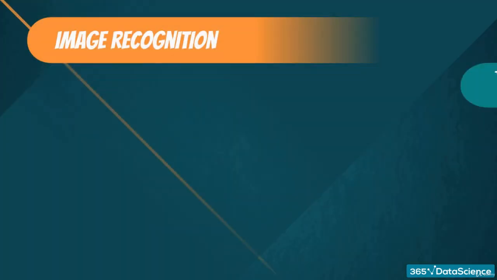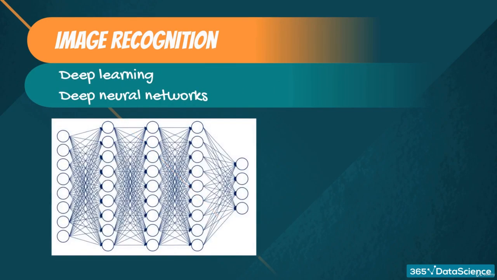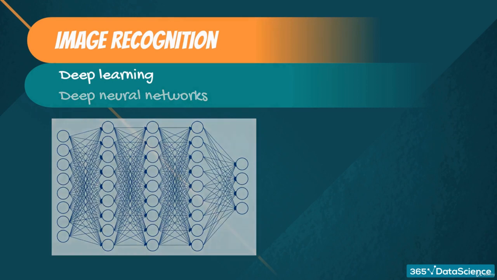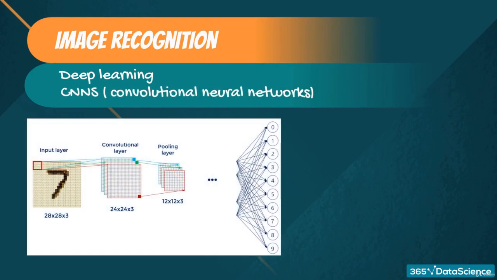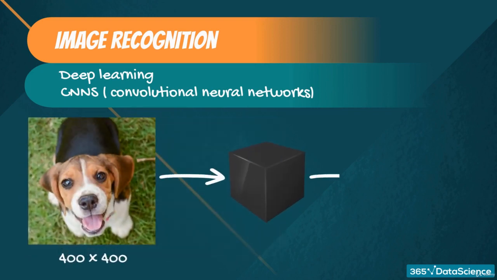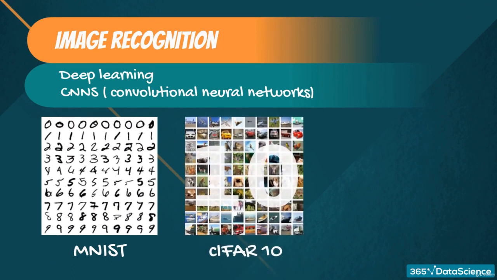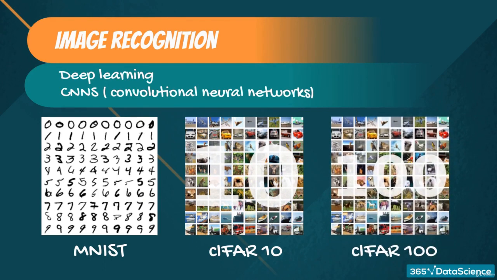Okay, what about image recognition? In the last few years, deep learning and deep neural networks in particular conquered image recognition. On the forefront are convolutional neural networks, or CNNs in short. What is the basic idea? You can take a photo, feed it to the algorithm, and classify it. Famous examples are the MNIST dataset, where the task is to classify handwritten digits; CIFAR-10, where the task is to classify animals and vehicles; and CIFAR-100, where you have 100 different classes of images.